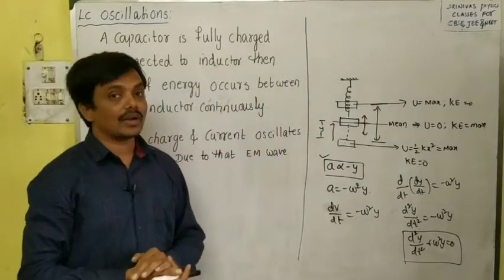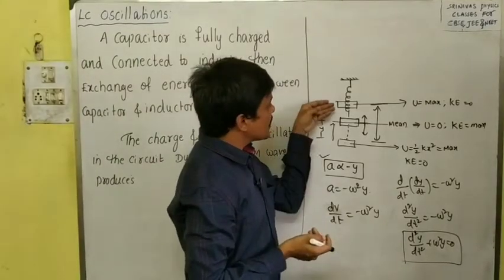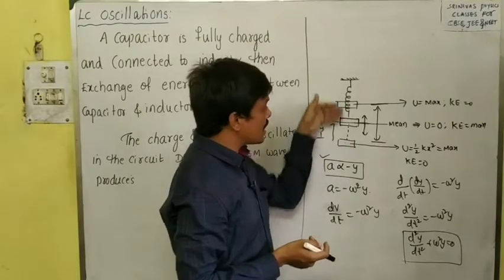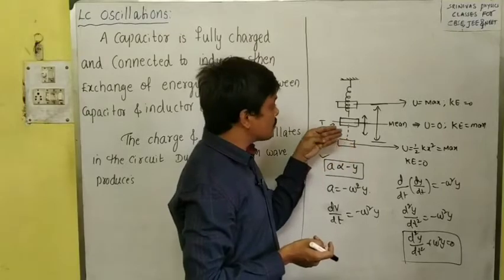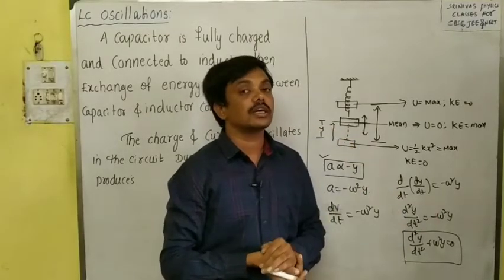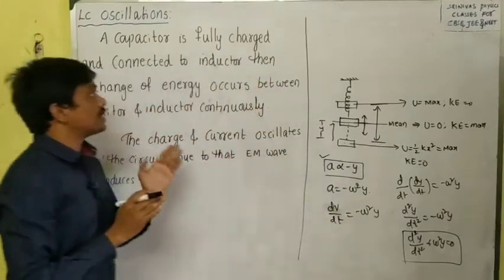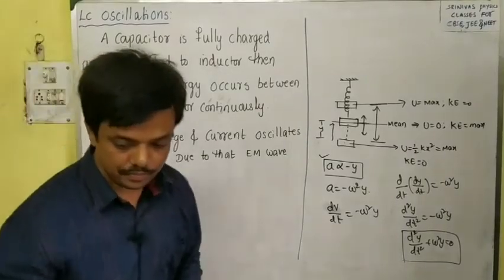Now what we learned here, I will just revise. This is a loaded spring, and when we pull down and release it, it will do the oscillations, and in this motion its potential energy converts into kinetic energy, and kinetic energy converts into potential energy, but the total energy remains constant. The same thing will happen in the LC circuit that I am going to explain now.